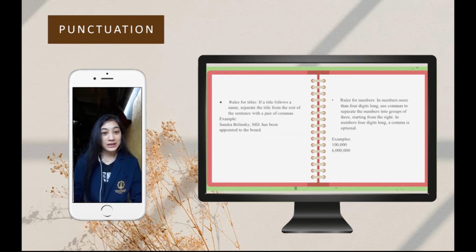And the next is rules for numbers. In numbers more than 4 digits long, use commas to separate the number into groups of 3, starting from the right. In numbers 4 digits long, the comma is optional. For example, 106 million.